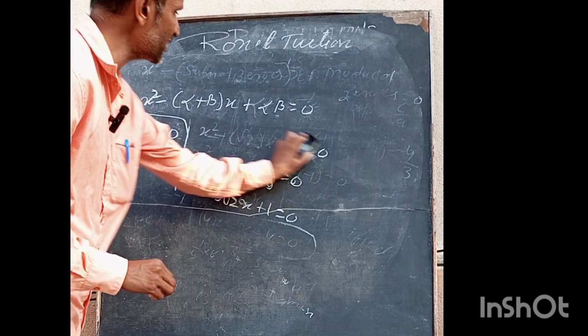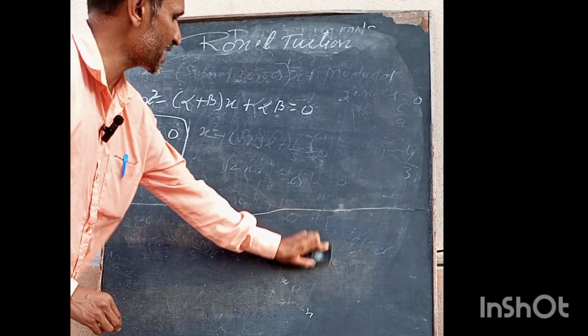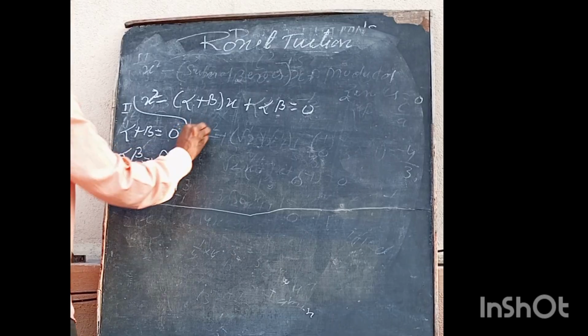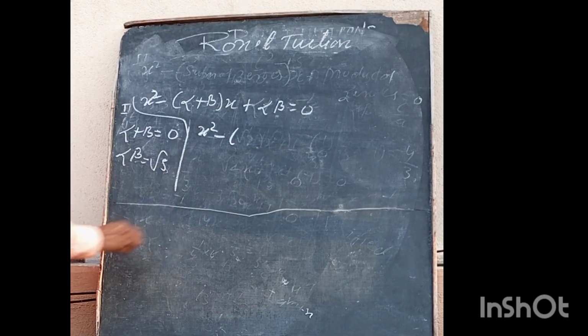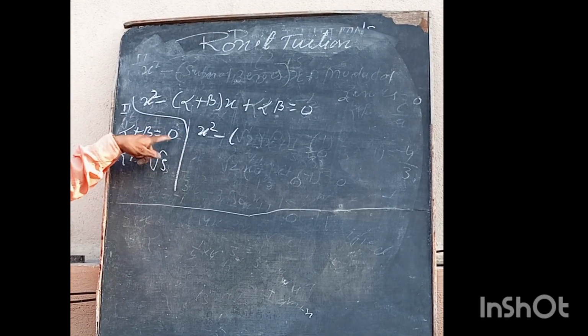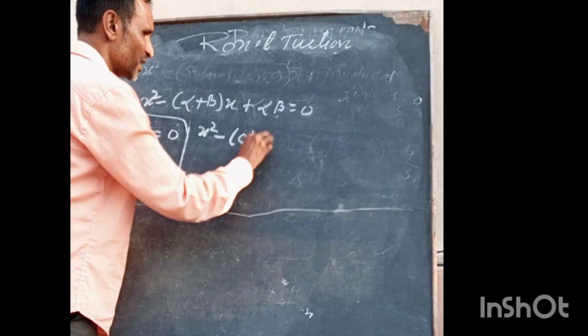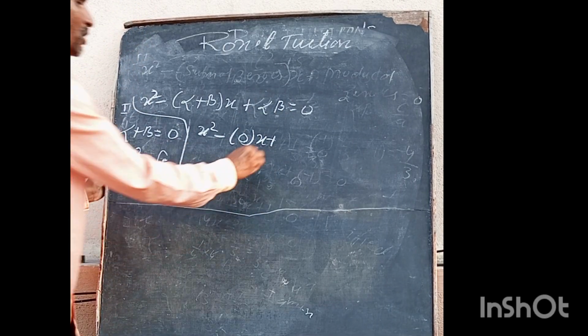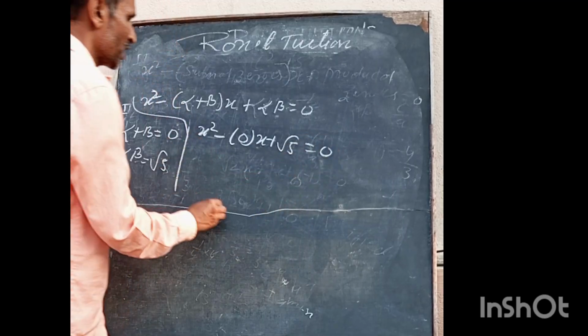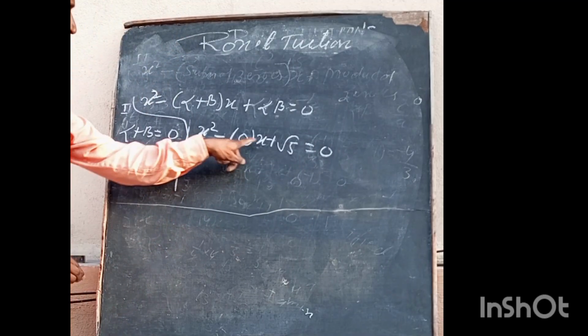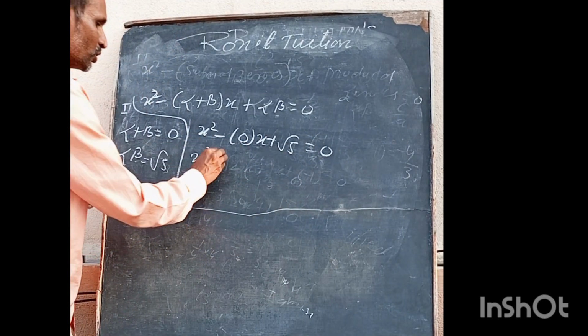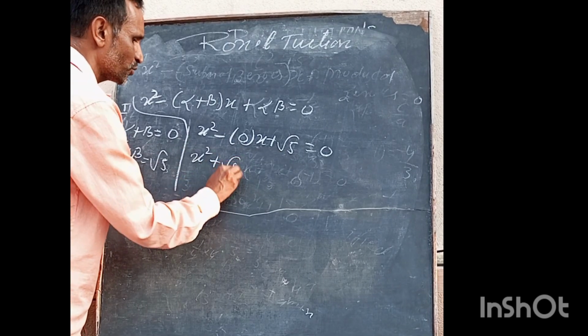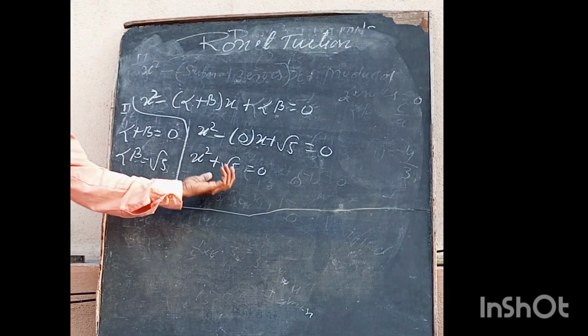We are forming the equation, as the formula is the same. First x squared written, x squared minus (alpha plus beta), the sum of the zeros, given 0, into x plus alpha beta, the product, given root 5, is equal to what? 0. Now we can write x squared, 0 into x is 0 only, so no value, plus root 5 as it is, root 5 is equal to 0, and this is the quadratic equation formed.